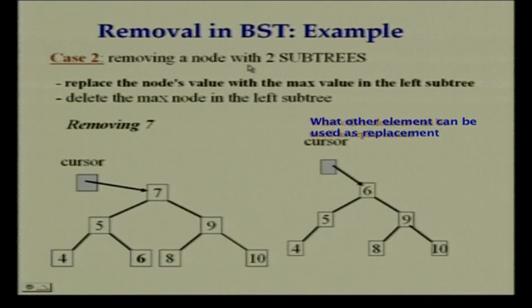Remove a node with 2 subtrees: replace the node's value with the maximum value in the left subtree, then delete the maximum node in the left subtree. So, now suppose I want to remove 7. There are 2 ways of doing this.